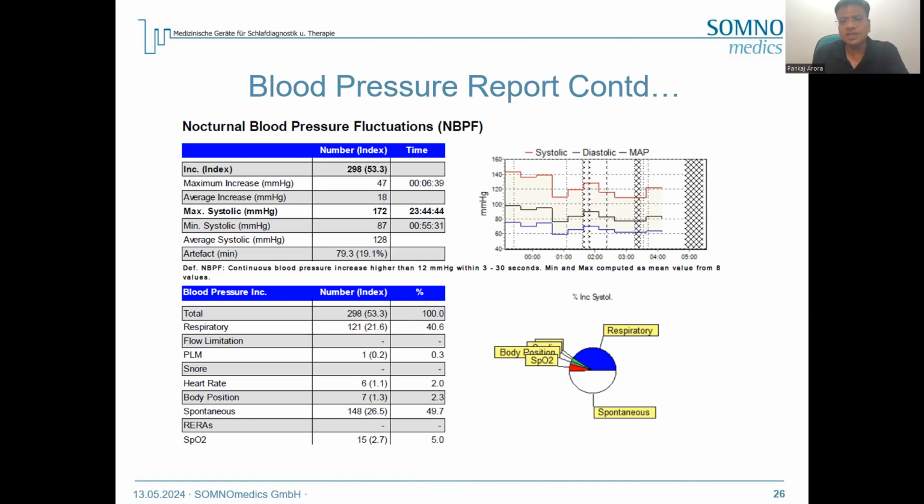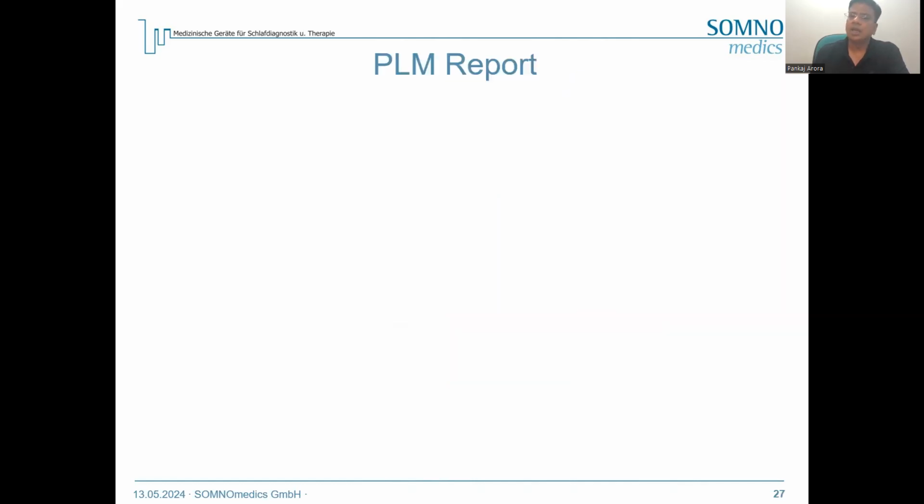So now the patient has come to you and the patient is not sleeping well, or the patient is feeling lethargic during the day, he's feeling tired during the day.